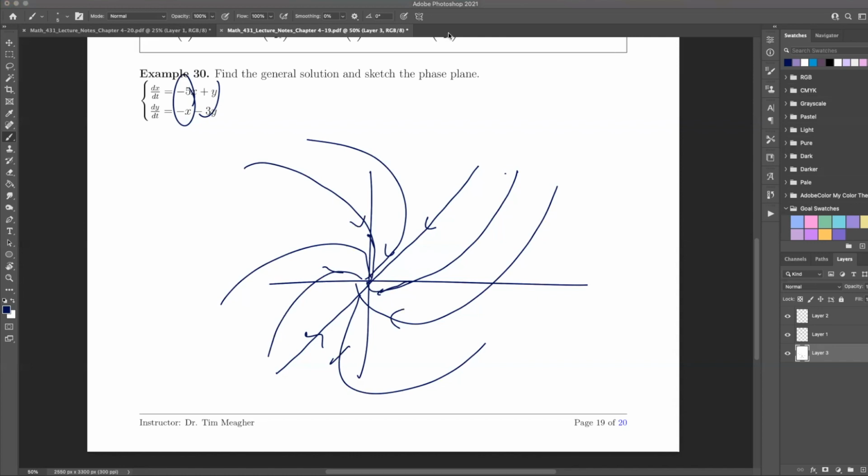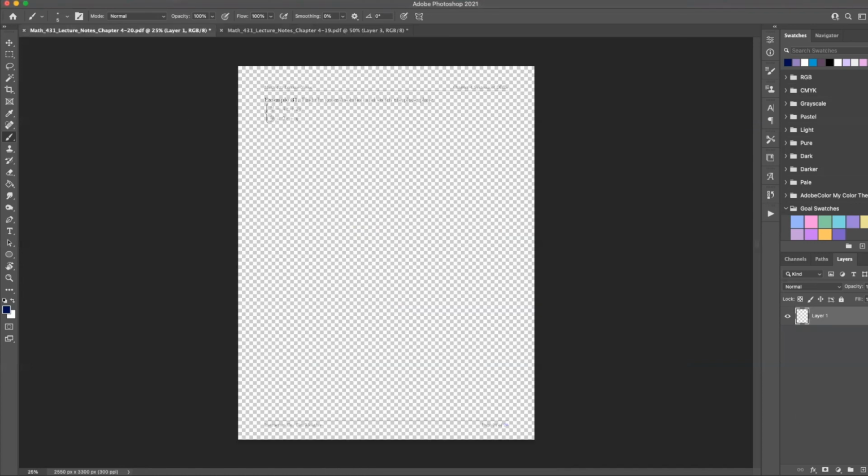The only thing I haven't done for you yet is the 0 eigenvalue. So let's do that. And once I've done that, we're done with chapter 4.